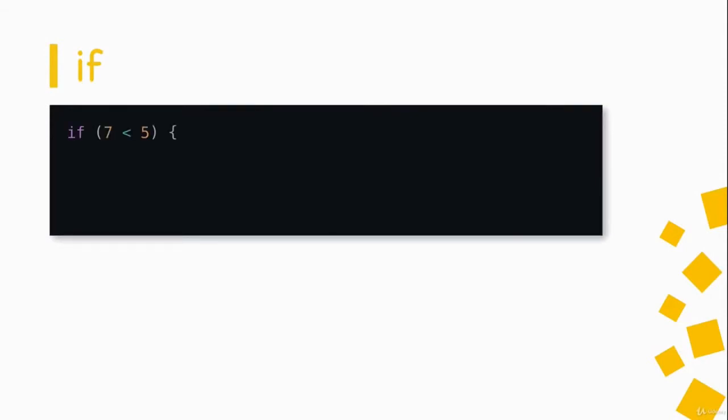Now let's take a look at another if block. So in this case, we're starting the statement again with if, and then inside the parentheses, we're defining the condition. In this case, the condition is 7 is less than 5. Now we know that 7 is not less than 5, 7 is greater than 5. So this condition will return false. But we'll go ahead with the if block anyways, and let's see what happens.